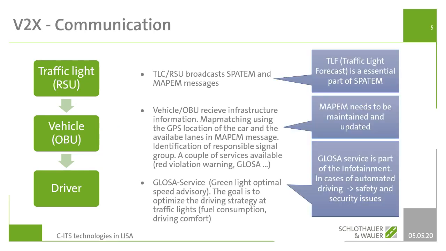In our view, a traffic light forecast is an essential part of this SPAT, just to ensure the new services. And of course, over time, the intersection topology can be changed because of roadworks and so on. So we think that the map needs to be updated and of course maintained. In the case of automated vehicles, the safety and security of the communication technology has to be ensured.